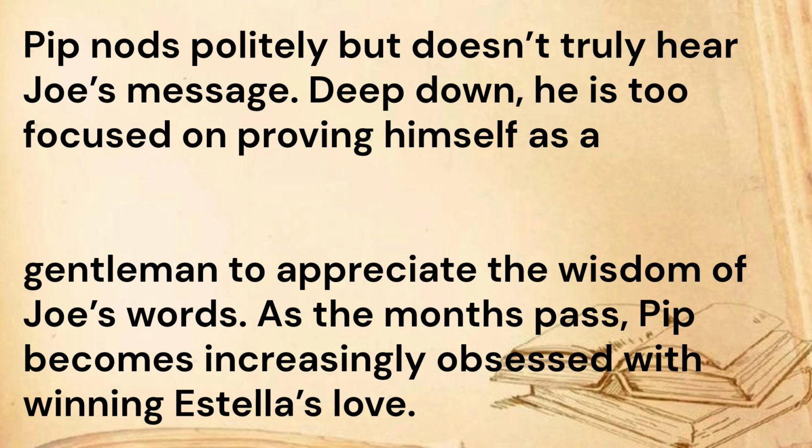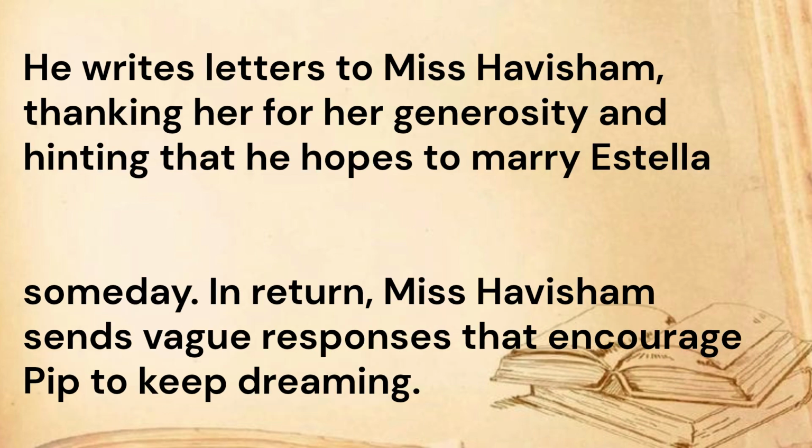Deep down, he is too focused on proving himself as a gentleman to appreciate the wisdom of Joe's words. As the months pass, Pip becomes increasingly obsessed with winning Estella's love. He writes letters to Miss Havisham, thanking her for her generosity and hinting that he hopes to marry Estella someday. In return, Miss Havisham sends vague responses that encourage Pip to keep dreaming.